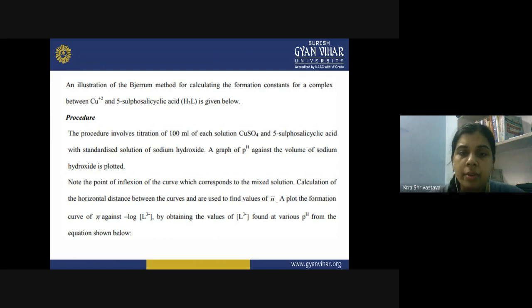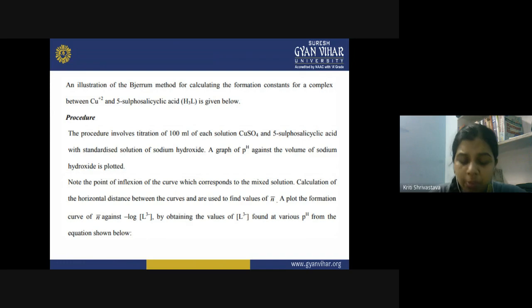Now what happens? You plot a graph of pH against the volume of sodium hydroxide. You should note here the point of inflection of the curve which corresponds to the mixed solution. Then the calculation of the horizontal distance between the curves is used to find the values of n bar. Plot the formation curve of n bar against log L, where L can be obtained from the values of L found at various pH from the equation shown below.